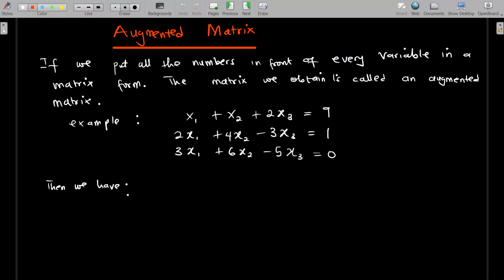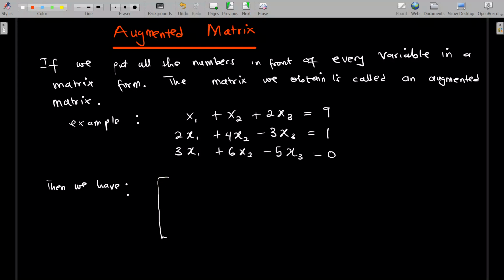Now we call something an augmented matrix. We're going to use this idea to solve almost every system of linear equations that we'll get, and this approach tells us whether we have one solution or infinitely many solutions. If you put all the numbers in front of every variable in matrix form, the matrix we obtain is called an augmented matrix. Maybe I didn't write this statement well, but what I mean is you open a matrix like this.